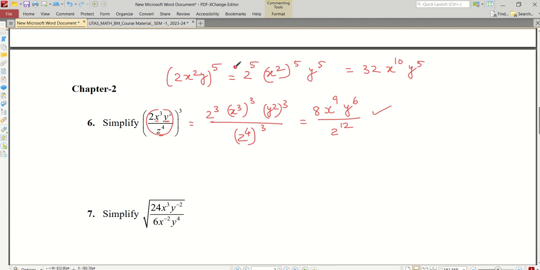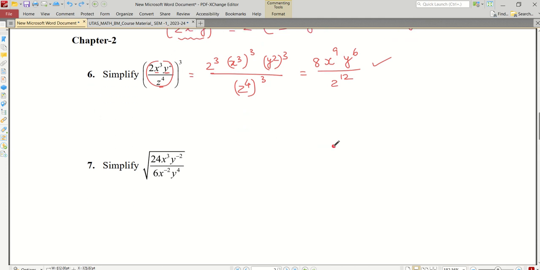So if you find any expression and some powers are written there, you need to raise the power here, you need to raise the power here, you need to raise the power here. All the numbers you need to raise the power. Clear? This is how we need to simplify.